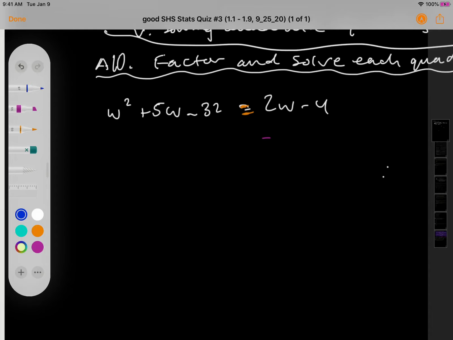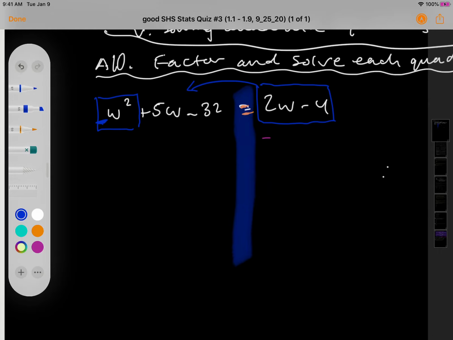I would recommend keeping this one, the leading coefficient, whatever number is in here, front. You want that one to be positive. So visually what's going to happen is I'm basically going to move everything here to the left side. How do you move something across this big blue line here? Well, you do inverse operations.